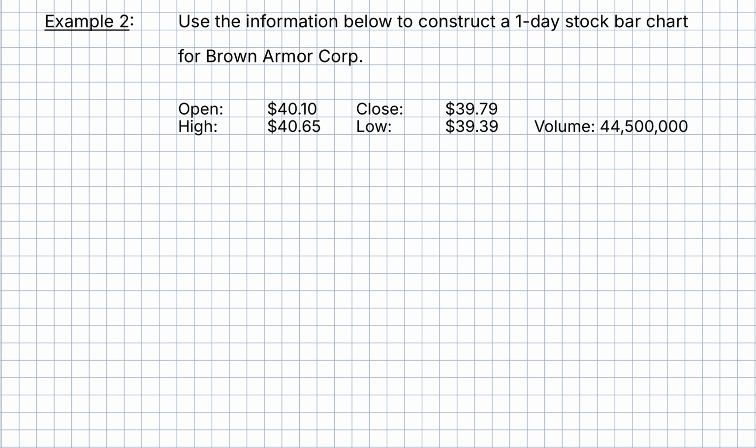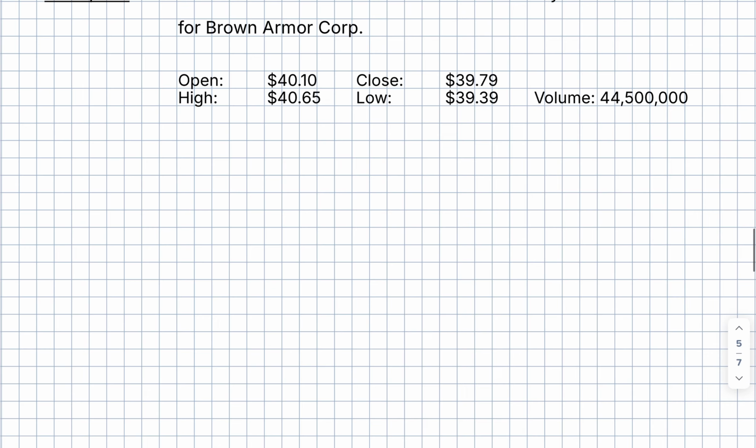So example 2 asks us to use the information listed below to construct a one-day stock bar chart for Brown Armor Corporation. Okay, so we have the following information. The share price opened at $40.10 and closed at $39.79. It had a high of $40.65 and a low of $39.39. And the volume was 44.5 million shares. So let's go ahead and create that.